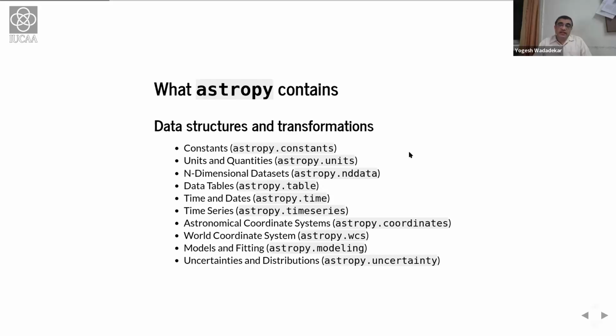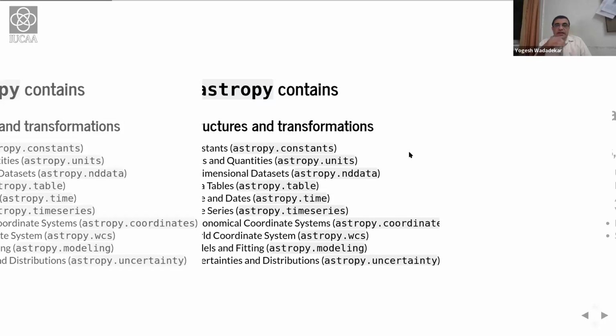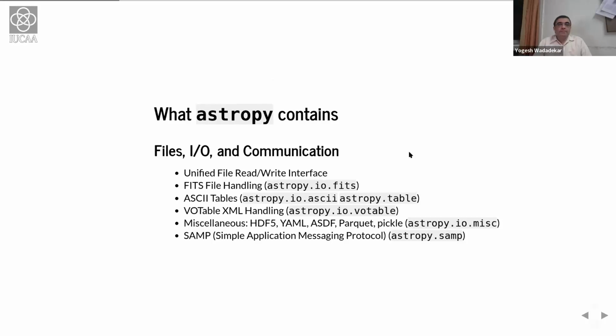Models and fitting: there's a lot of optimization and minimization possible within SciPy, as we saw a few minutes ago, but astropy.modeling allows you to do all kinds of models and fitting, which are very common in the astronomical context. astropy.uncertainty allows you to handle uncertainty, errors, and so on.